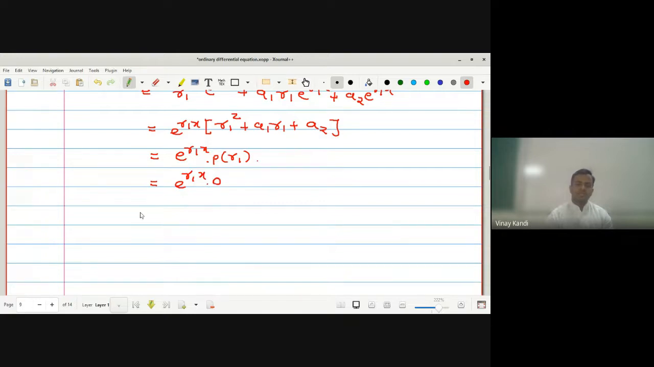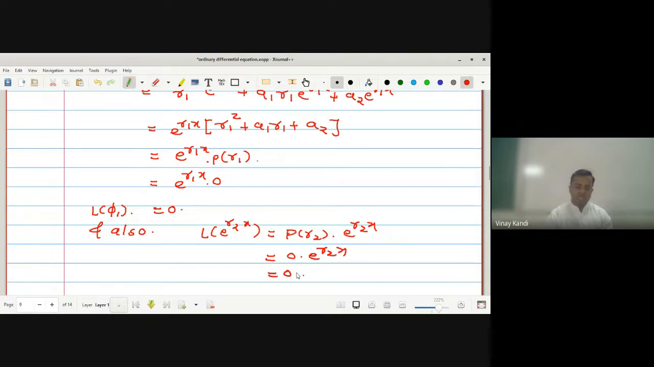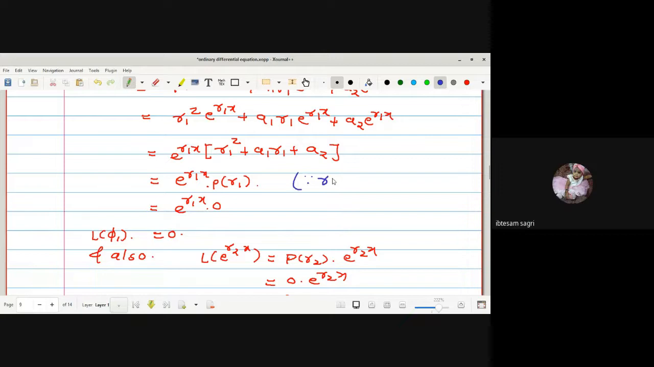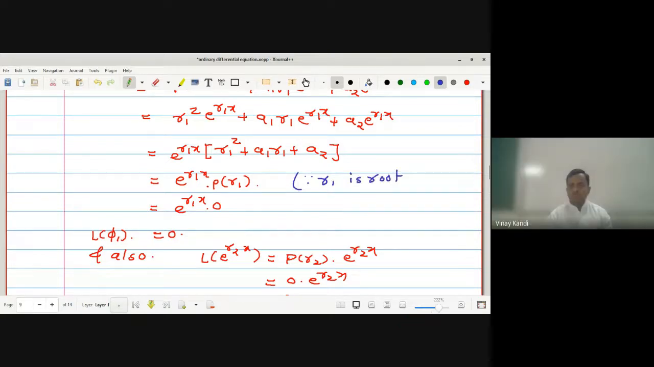So e raised to R1x into 0, which is equal to 0. So this is the value of L of phi1. And similarly, we prove L of e raised to R2 of x is equal to P of R2 into e raised to R2 of x, which is equal to 0 into e raised to R2 of x, which is equal to 0, since R2 is a root of P of R.